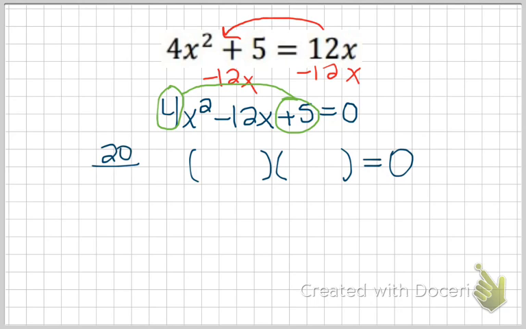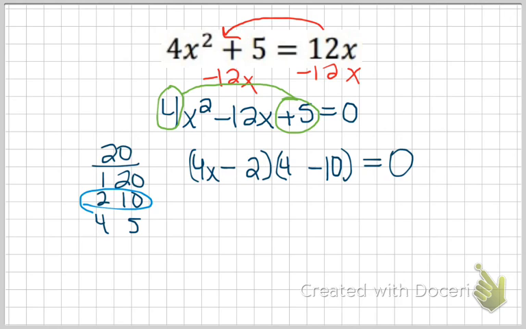So we need factors of 20 that will give us a 12. They add to give us a 12. So the only ones that can somehow give us a 12 are 2 and 10. I'm sorry, 2 and 10. 12 is negative, so that means negative 2, negative 10. In each parentheses, we're going to put 4x, 4x.